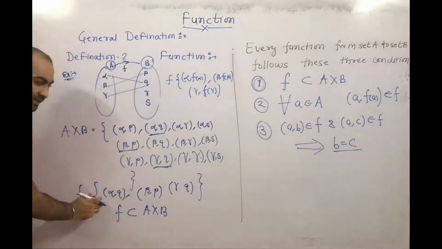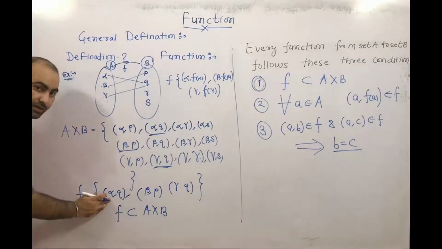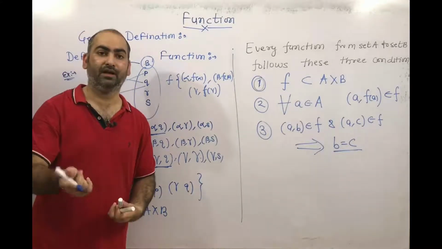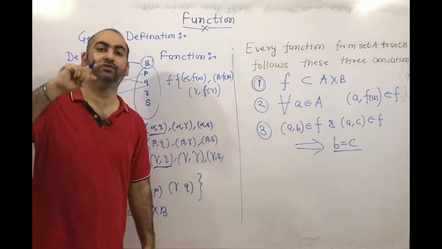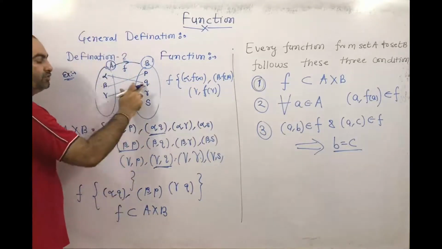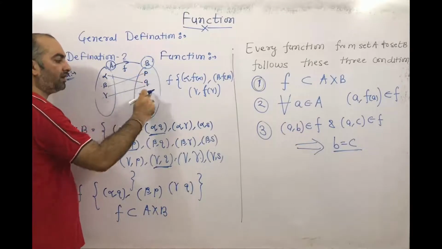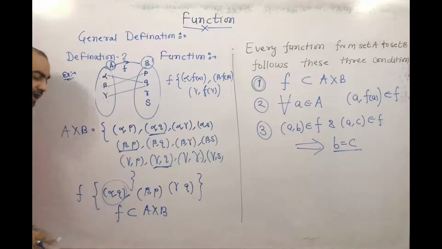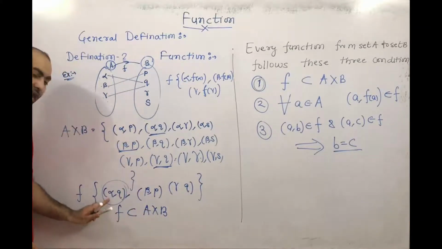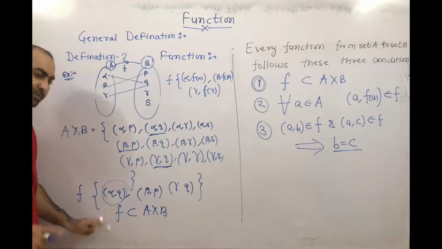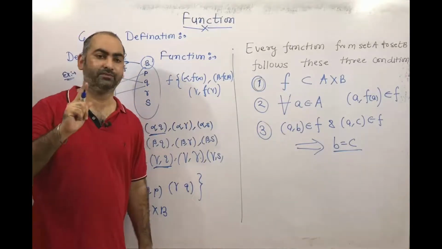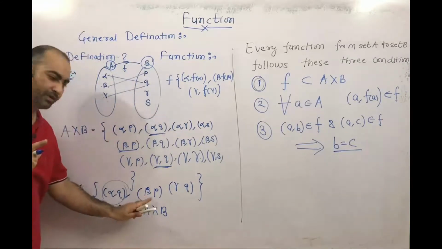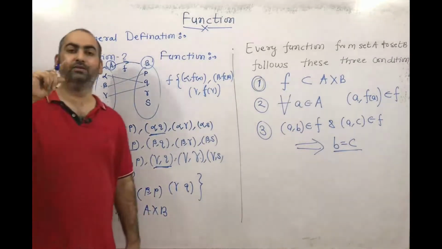If alpha is connected with q, then alpha should not be connected with any other element other than q. Alpha should be connected only with q. So alpha is connected with q, then alpha should not connect with p or s. So alpha comma q should be present one time only. Alpha should be present in only one ordered pair. Similarly, beta should be present in only one ordered pair, and similarly gamma should be present in only one ordered pair.